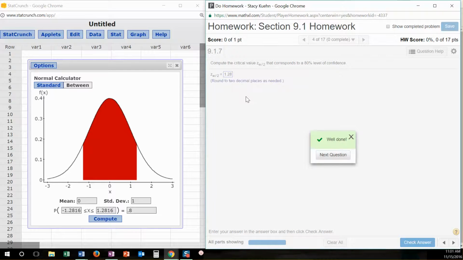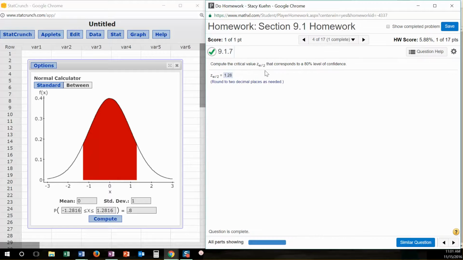So one thing that you want to pay attention to is when they are asking you for a critical value which splits the area in the two tails, then you need to look at the between calculator here.